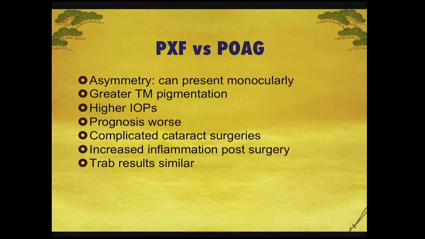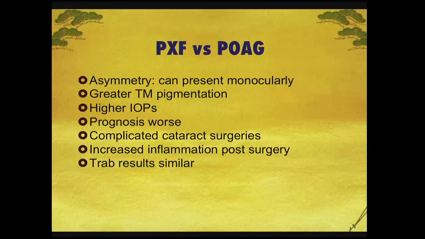Pseudoexfoliation can be highly asymmetric. So you can have one nerve that's totally normal and the other one that's like a 0.9 cup with a horrible visual field, whereas in primary open-angle glaucoma, the eyes are usually a little bit more similar. There's a lot more pigmentation of the trabecular meshwork in pseudoexfoliation. The pressures are much higher. It's not unusual to have pressures in the high 20s and 30s with pseudoexfoliation.